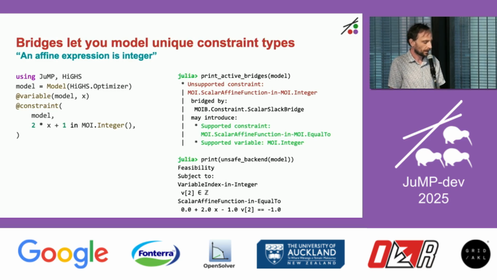And so if you made that model and then say print the active bridges, it says, hey, this constraint ScalarAffineFunction in Integer is unsupported, but I was able to bridge it using the scalar slack bridge, and I added a new constraint ScalarAffineFunction in EqualTo, and I added a new variable Integer. And then if you print the model at the bottom, it's exactly the same model that you would have written by hand if you did that transformation manually.